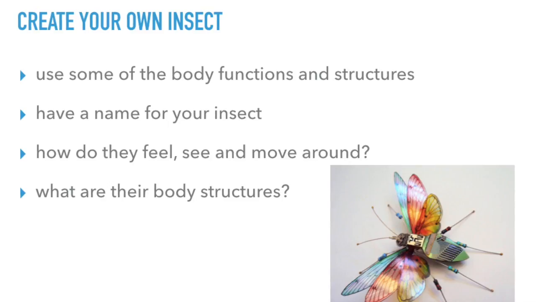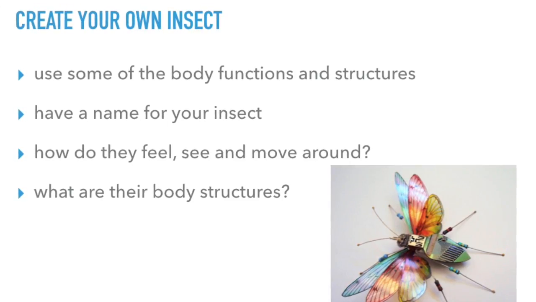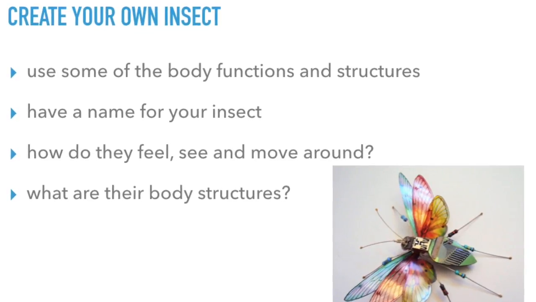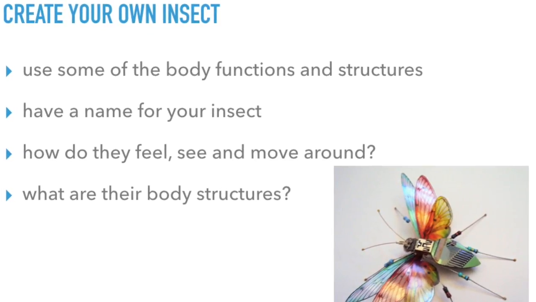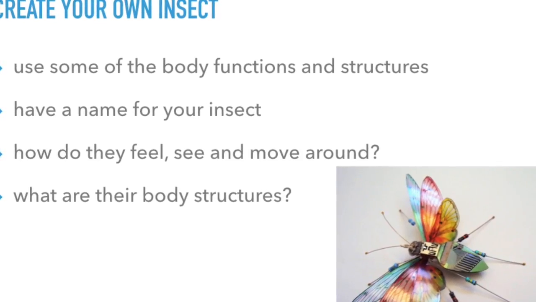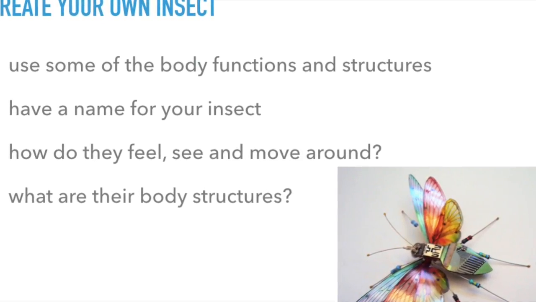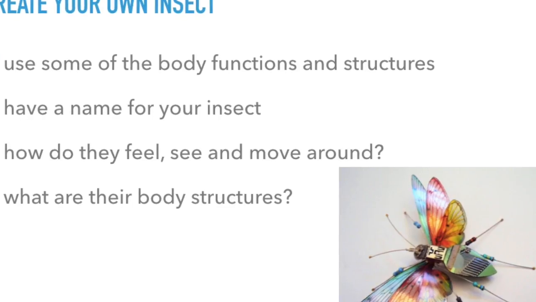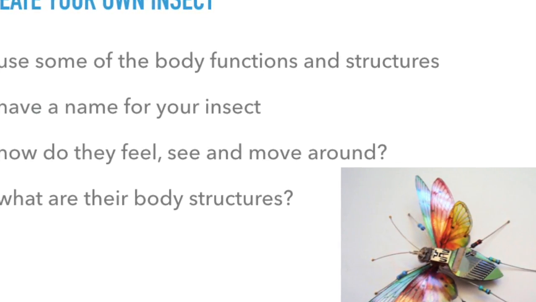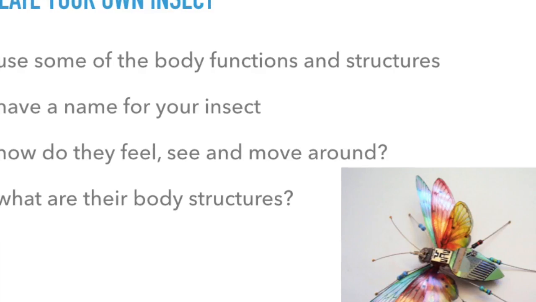So now that we've learned about some of the structures and functions of some insects, you guys are going to create your own insect. So you can use some of the body functions and structures that you've learned about. You need to have a name for your insect. How do they feel, see, and move around? And what are their body structures? So go ahead and draw your insect and then come up with all the structures and functions of your insect.